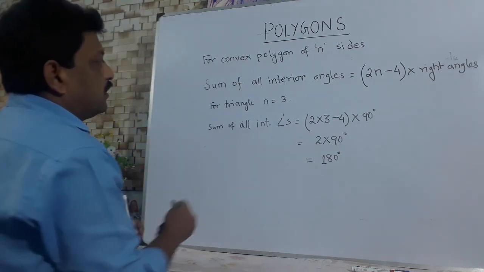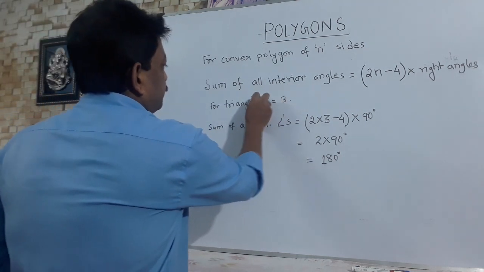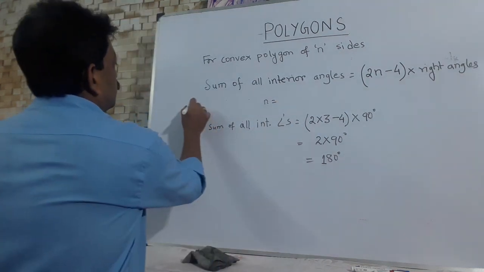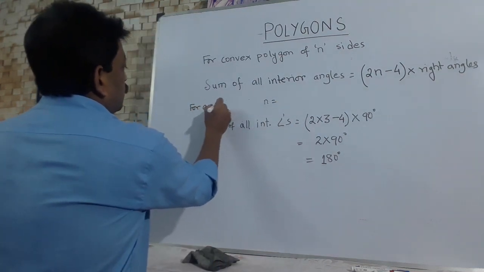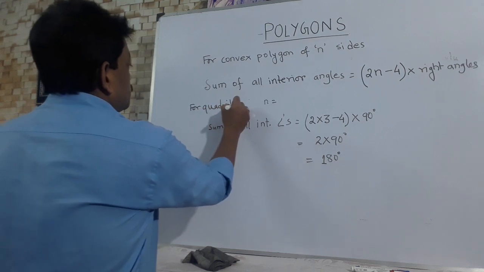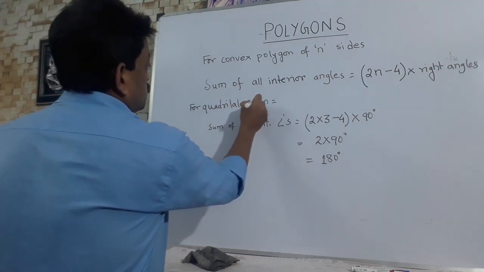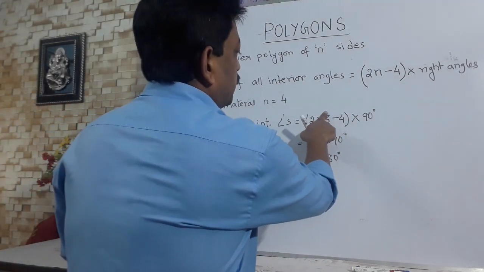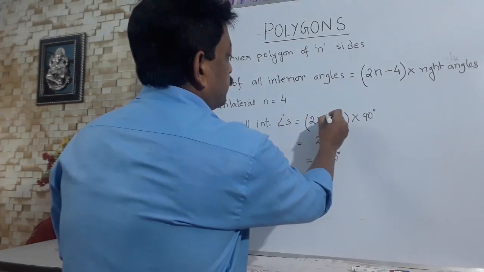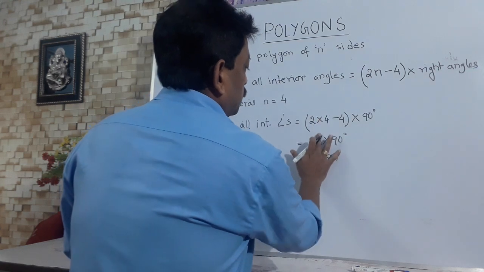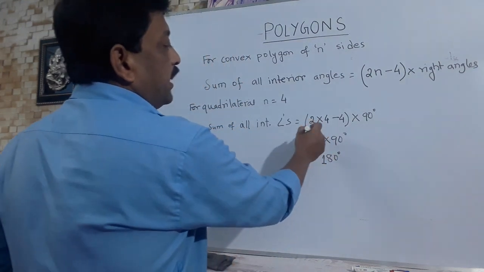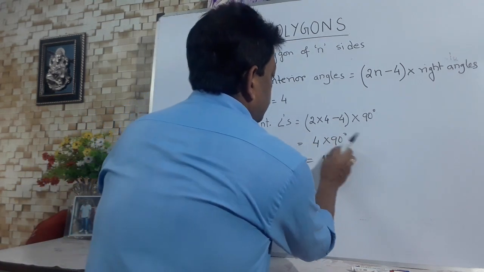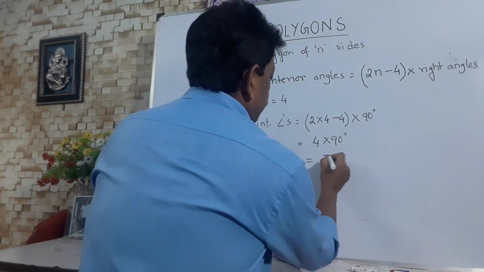Now if we take a quadrilateral, n will become 4. So for the sum of all interior angles, in place of n I have to put 4. So it will be 8 minus 4, that is 4. 4 into 90 degrees is 360 degrees.